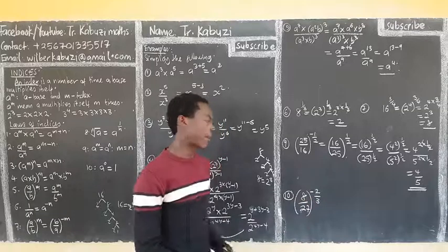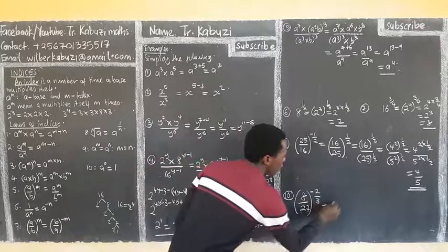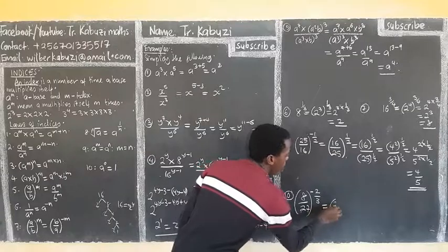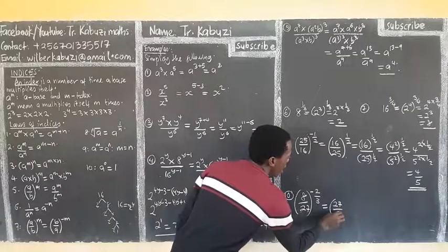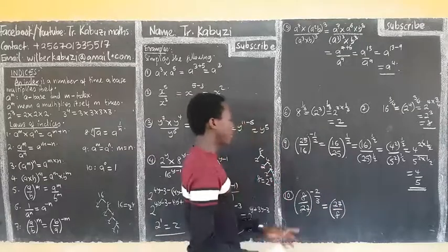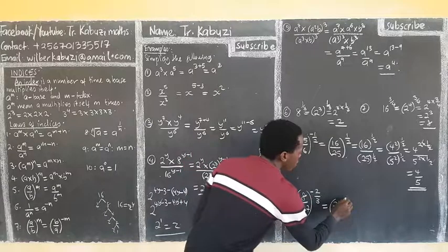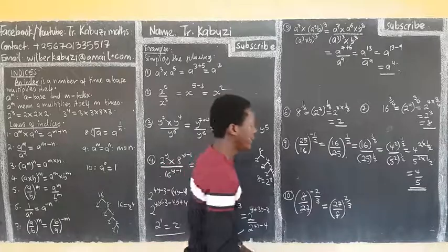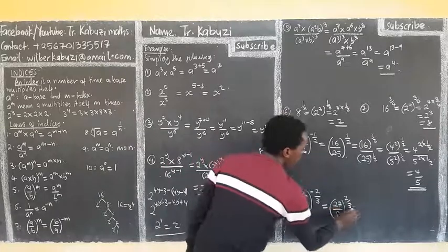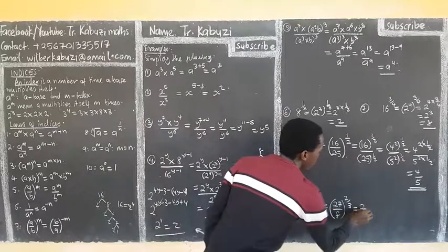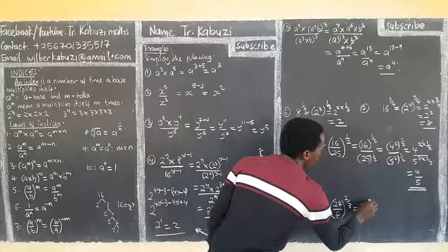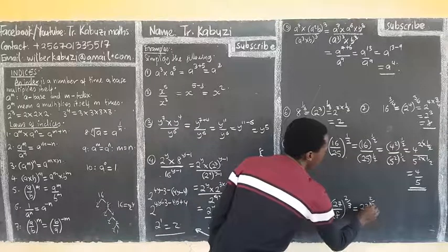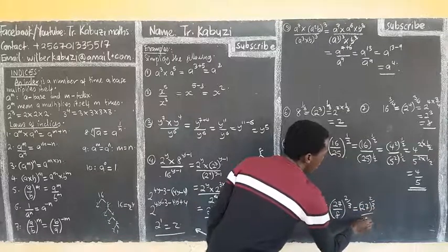You also see that this power is negative. You first get the reciprocal. Now the reciprocal will be this goes up, then this comes down. When you get the reciprocal, this power becomes a positive 2 over 3. Now you apply this power to the denominator also. So this will be 27 to the power 2 over 3, over 8 to the power 2 over 3.